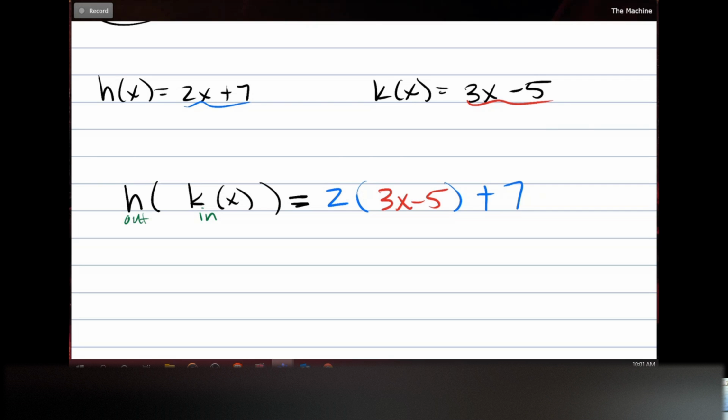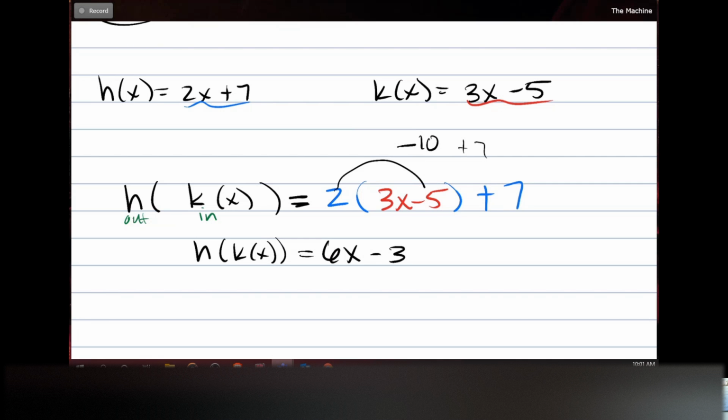You've got to be able to get a new function that is the composition, not just linking numbers together. So the new function then, simplified, 6x minus 10 plus 7, 6x minus 3, that's h of k of x. Because if I do 2 times negative 5, that's a negative 10, and then plus 7, that's a negative 3. Yep, plus 7.